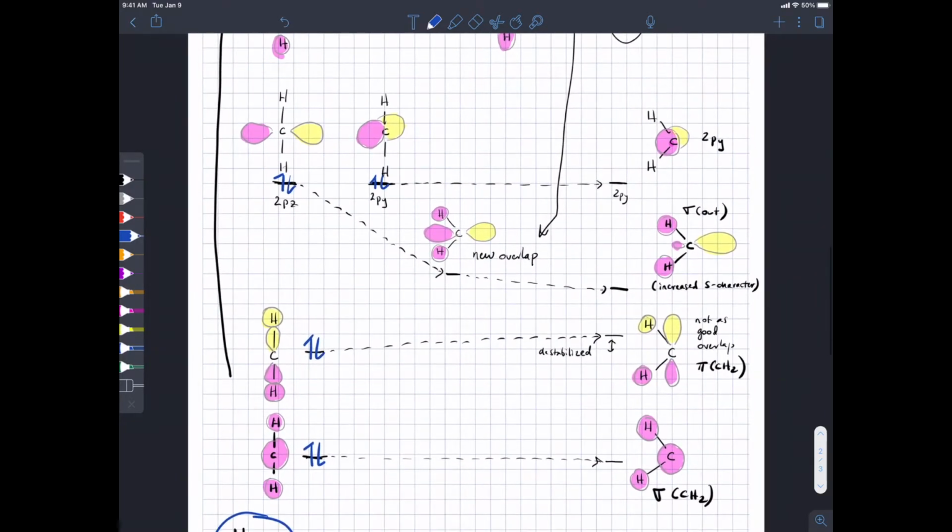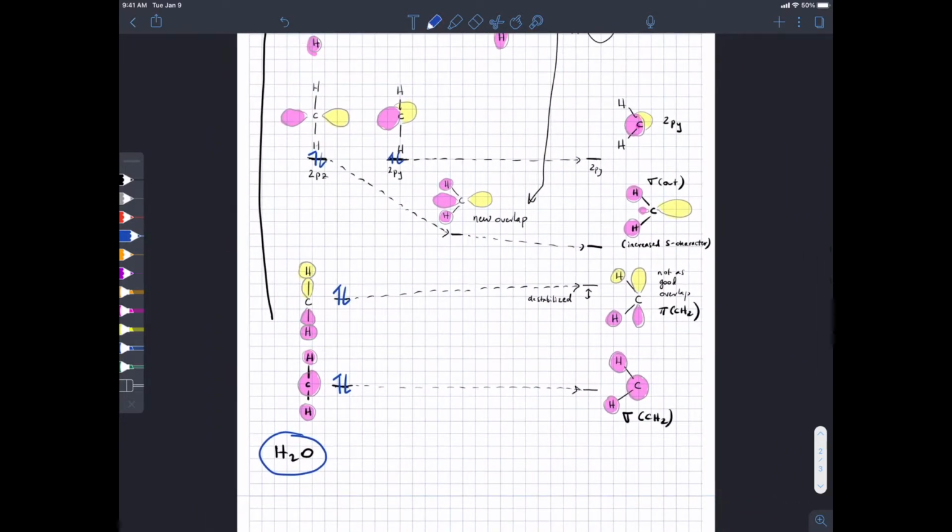In the linear picture of water, we have 2 lone pairs that are equal in energy. In the bent picture of water, my 2 highest energy electrons are no longer equal in energy. One of them is in this sigma out and the other is in the 2py. And the relative order of these 2 doesn't really matter. So what geometry do you predict water to have, linear or bent? Bent, and of course, so it is.